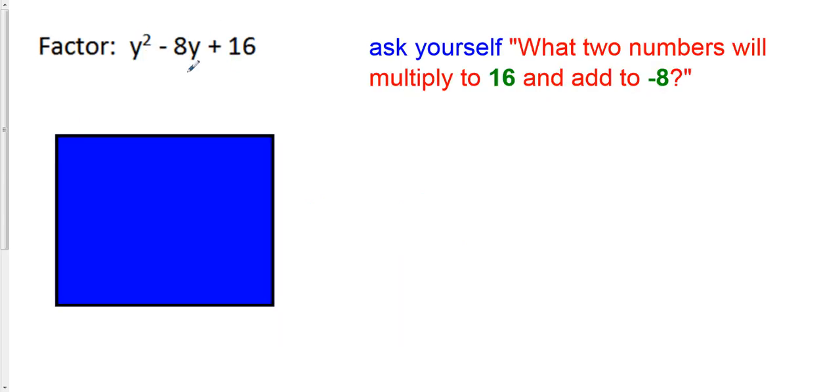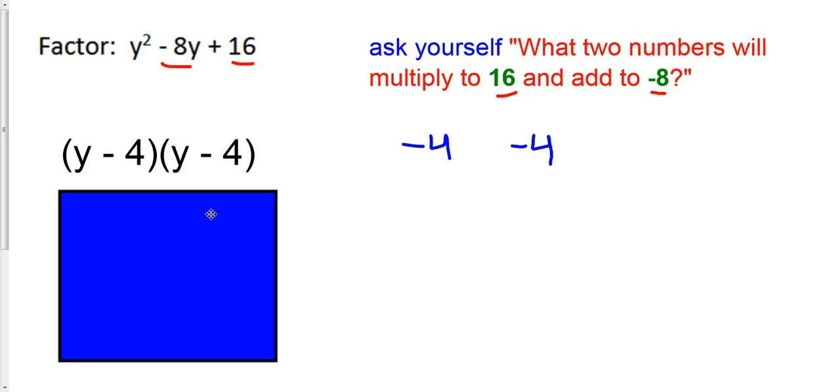So when we try it with this one, we're asking ourselves which two numbers are going to multiply to 16, and they're going to add to this negative 8. Well, the only two numbers that would work for that would be negative 4 and negative 4. If you add those together, it's negative 8. If you multiply them together, it's positive 16. So we can break it into y minus 4 and y minus 4. That y goes along with each of these two pieces.